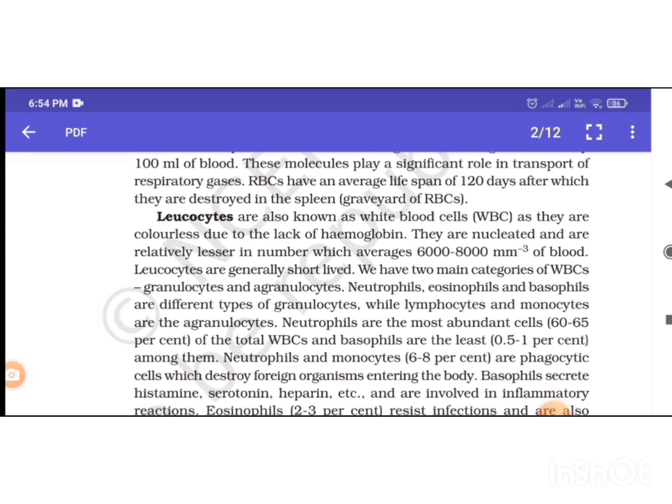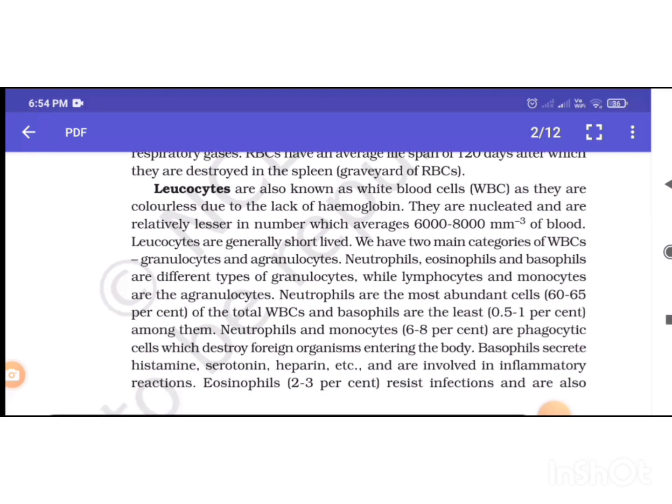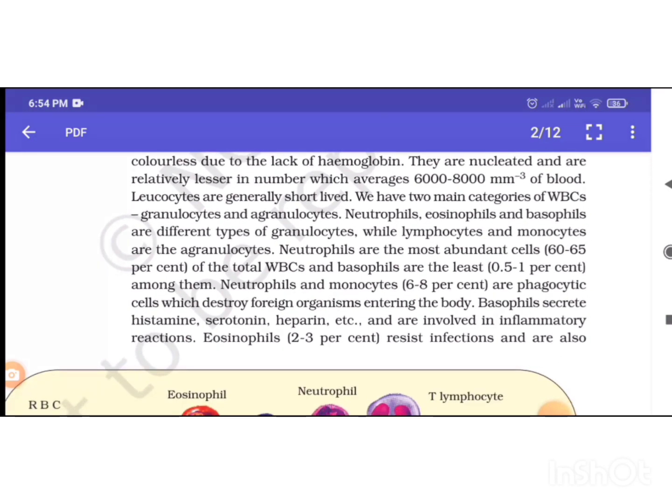Leukocytes are also known as white blood cells, WBC, as they are colorless due to lack of hemoglobin. Hemoglobin is not present in leukocytes. They are nucleated and are relatively lesser in number, which average 6,000 to 8,000 per cubic millimeter of blood. Leukocytes are generally short-lived. We have two main categories of WBC, granulocytes and agranulocytes. Neutrophils, eosinophils, and basophils are different types of granulocytes, while lymphocytes and monocytes are agranulocytes.